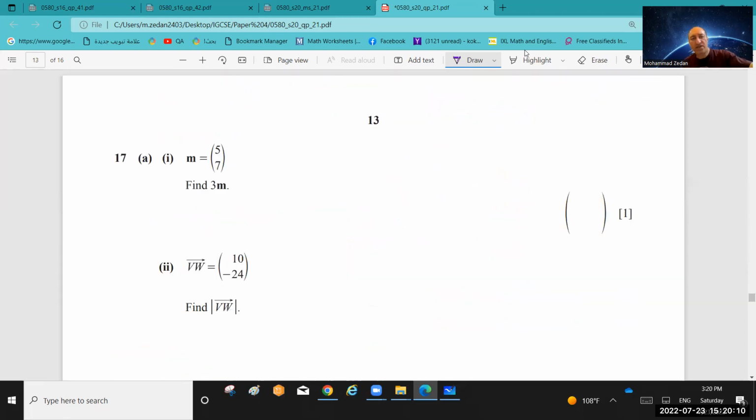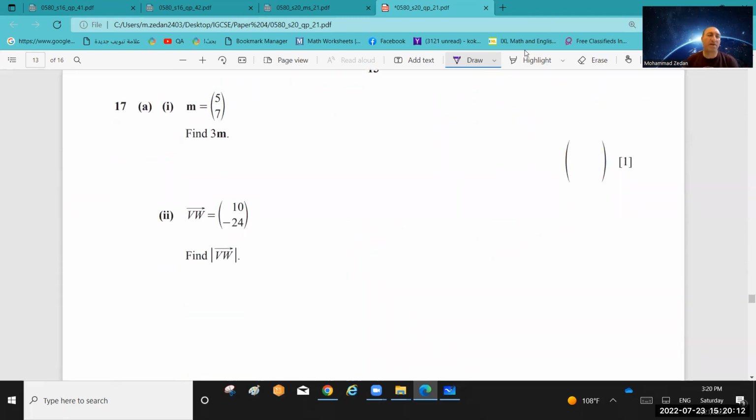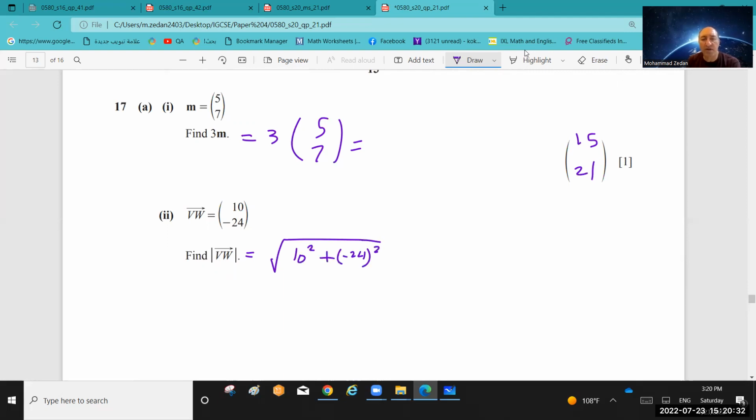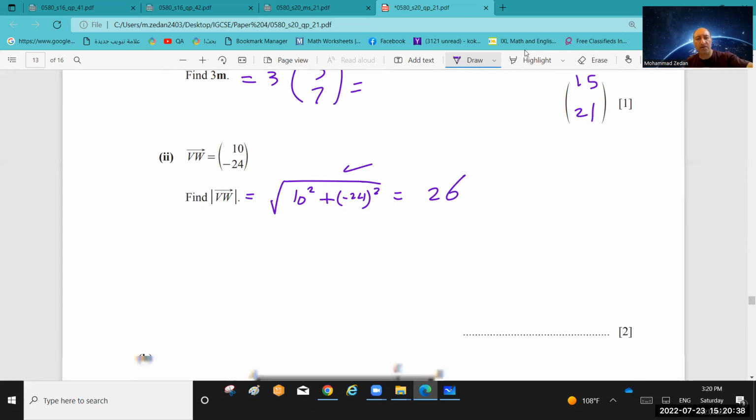After that, this question is on vectors. I have vector m, find 3m. Just multiply 3 by the vector (5, 7), which is 3 times 5, 15, and 3 times 7, 21. I have vector vw as (10, -24). What is the magnitude of vw? It is the square root of the first component squared plus the second component squared. A direct application of the Pythagorean theorem gives you 26. This is the definition of the magnitude of a vector.